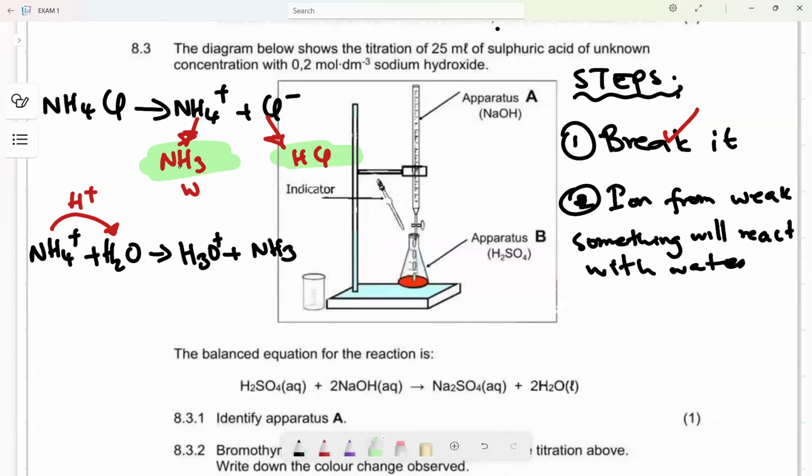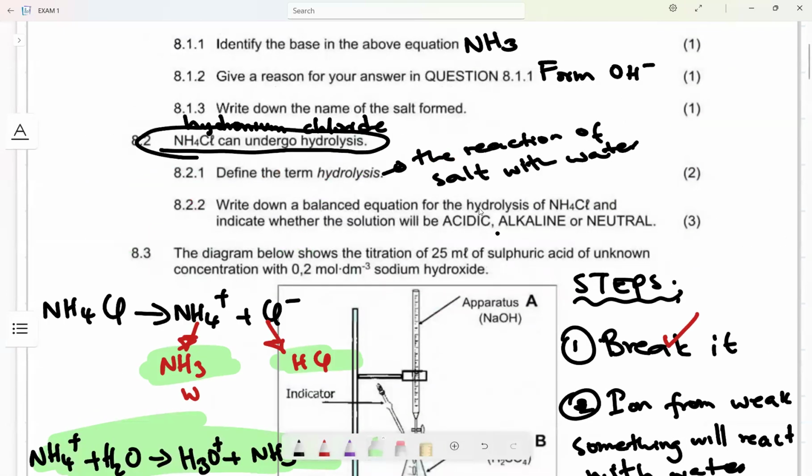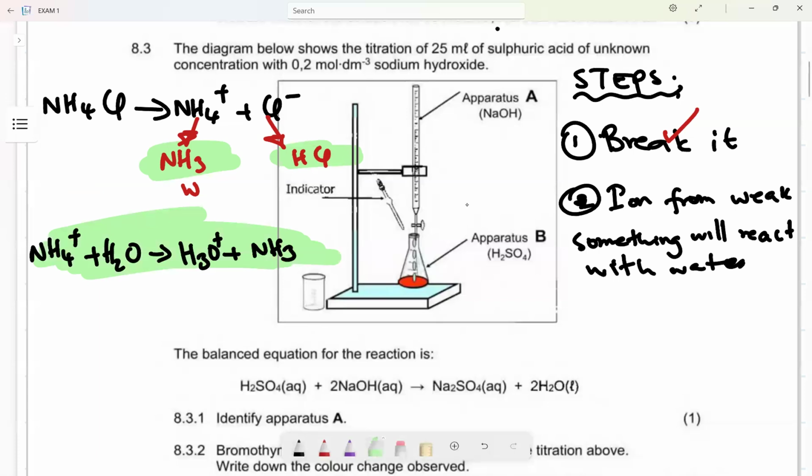NH3. So now this is your balanced chemical equation. Now we need to indicate whether the solution will be acidic, alkaline, or neutral. Remember, when I form hydronium ions, it means my solution is acidic, due to the formation of hydronium ions. If I form OH minus, it means my solution is basic.